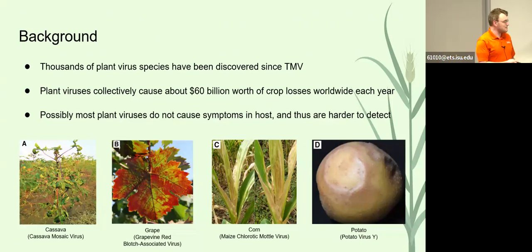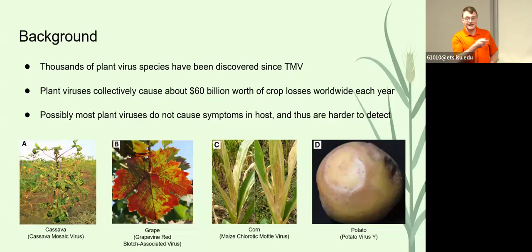Here's a couple of different examples of crop species. We've got cassava, which is a major staple crop over in Africa. Like wheat for us is cassava for them. Cassava is the foundation of their diet. So if it's killing off your plants, like this plant does not look like it's doing so hot, that's a bad thing.